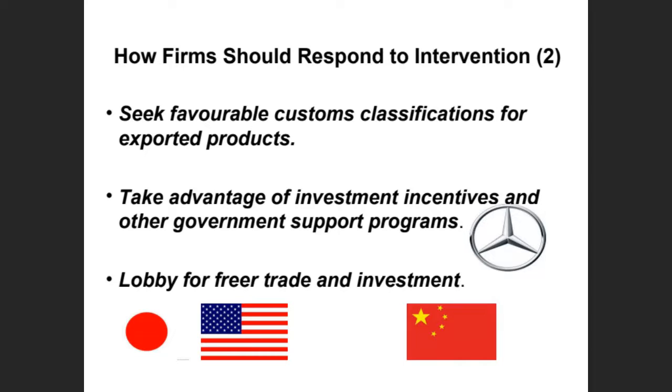Finally, you could always lobby. As the lady speaking there mentioned, you could always lobby for freer trade. More countries nowadays are liberalizing their markets to create jobs or increase tax revenues. This trend is actually based on the effort made by firms to lobby foreign and domestic governments to reduce trade barriers. For example, the Japanese have achieved much success in reducing trade barriers by lobbying both the EU and US governments.